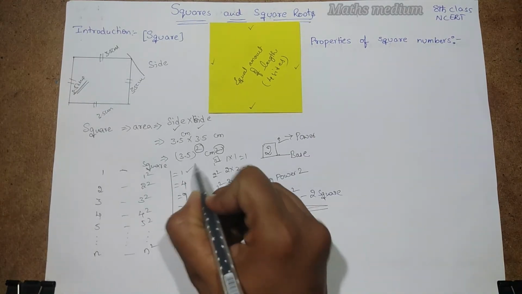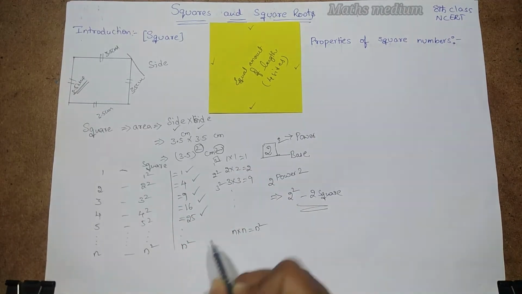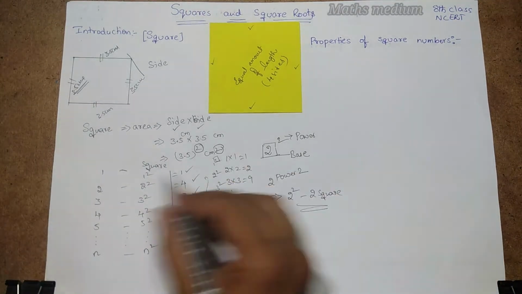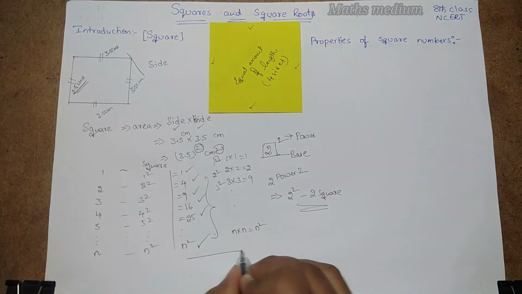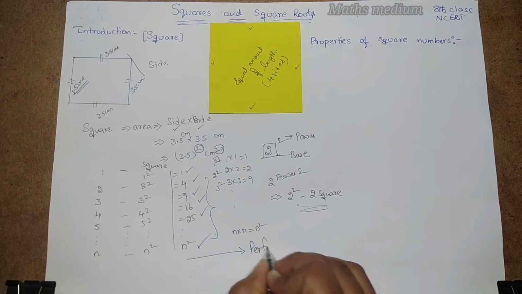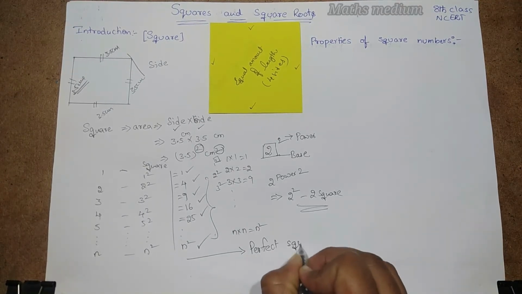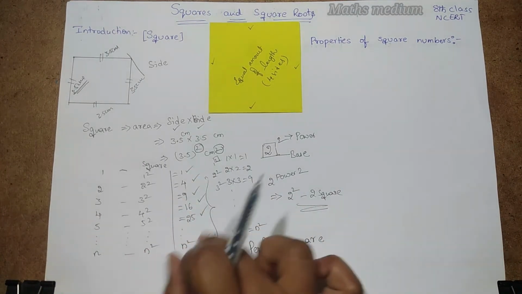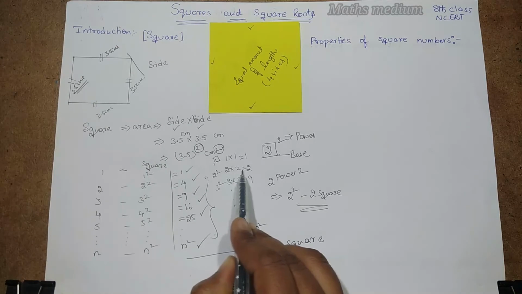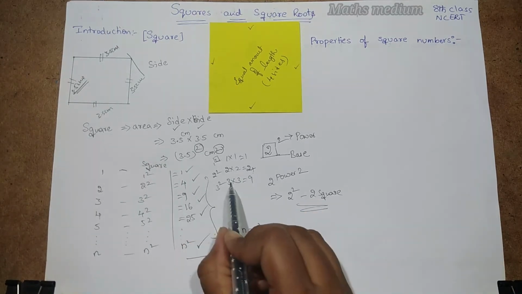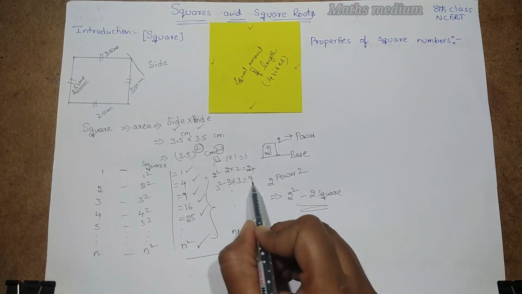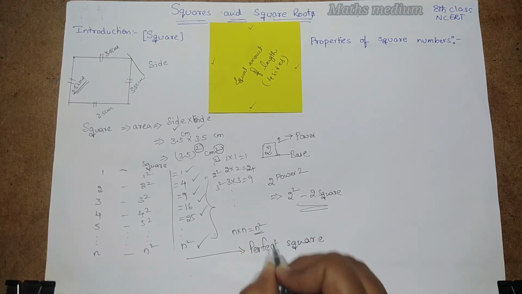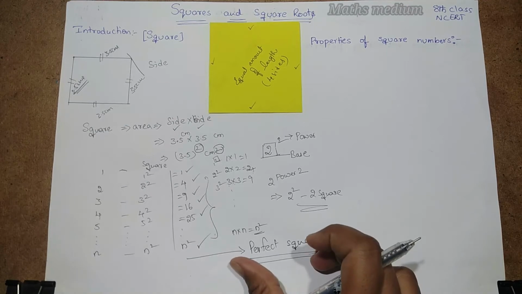See here 1, 4, 9, 16, 25 and n square. These are all said to be perfect squares. It means there is no negotiation between these numbers. If you multiply 2 into 2, we get 4. If you multiply 3 into 3, we get 9. Similarly, if you multiply n by n, we get n square. These are called perfect squares.